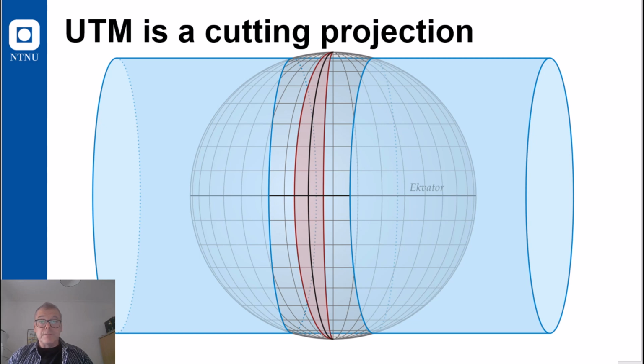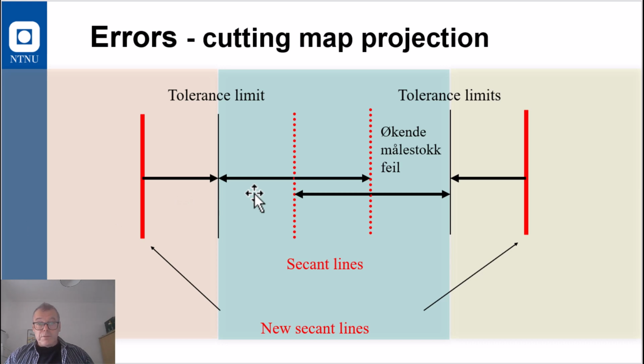And that is a smart thing, because then the tolerance limit is becoming larger. So we have then not one secant, we have two secant lines for a cutting map projection. And this enlarges then the area where we have low errors. So the tolerance limits are becoming wider.